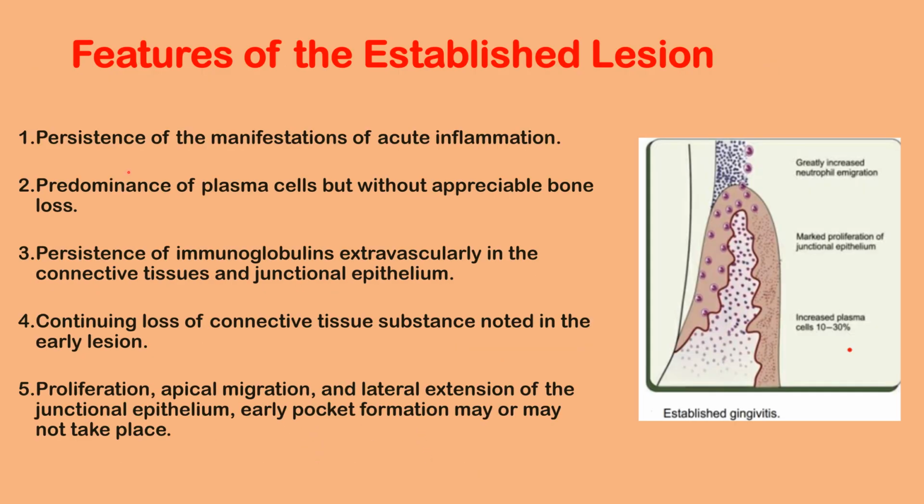The main features of the established lesion are the persistence of acute inflammation, predominance of plasma cells with no evidence of bone loss, persistence of immunoglobulins extravascularly in the connective tissues and junctional epithelium, and continued loss of connective tissue substance. There is proliferation, apical migration, and lateral extension of the junctional epithelium. Early pocket formation may or may not take place.